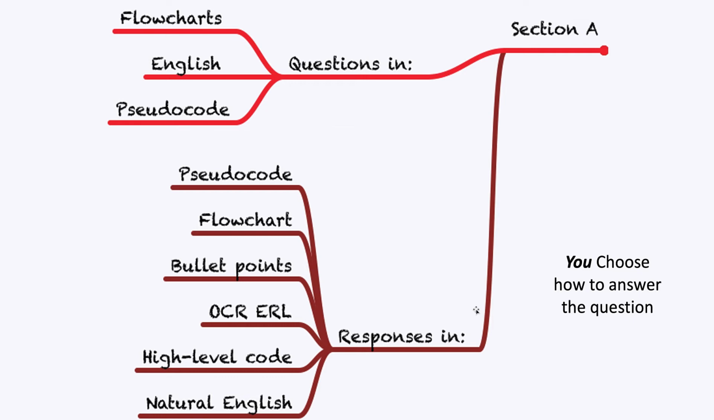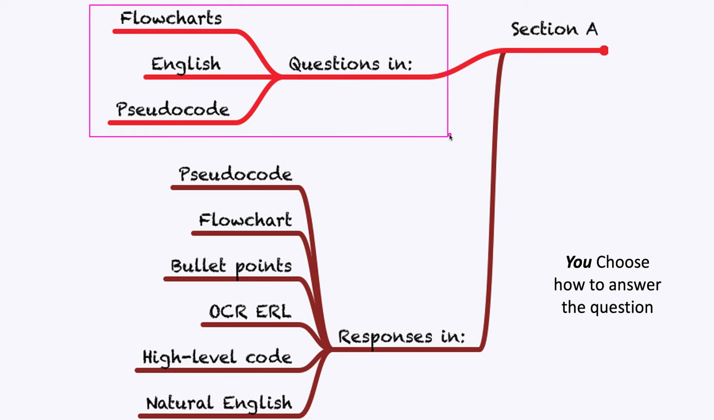Okay, so let's go into section A in a bit more detail in terms of how you're going to answer the questions. So this top part here, this is how you can expect OCR to voice their questions in section A. So they can ask you a question in flowcharts, in what they call natural English, or in pseudocode. Now that pseudocode is going to be the OCR exam reference language. It's the one that we use in the classroom.